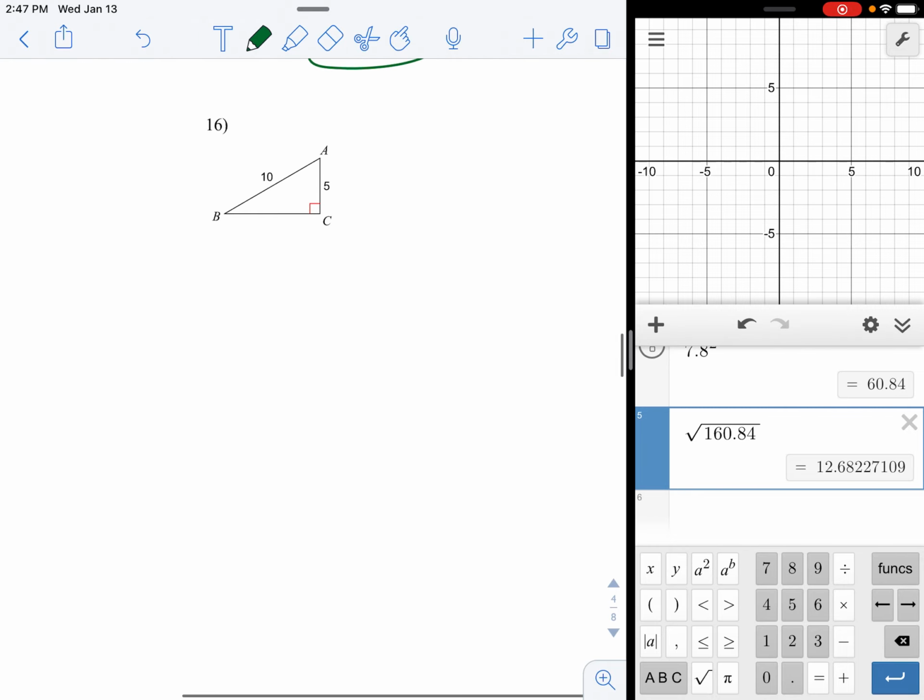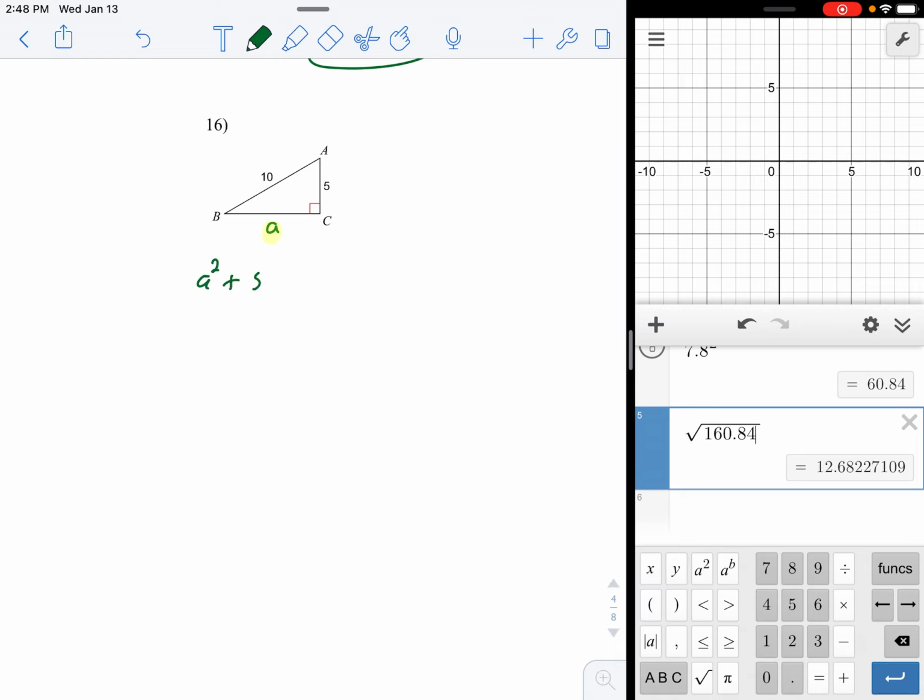You don't have to do every single step, but you can't just have answers here. Obviously, there is work to do. All right, number 16. So here we've got little a we need to find, capital B, and capital A. So two angles and one side we need to figure out. Let's find little a first. That's pretty easy. We can just do the Pythagorean theorem.